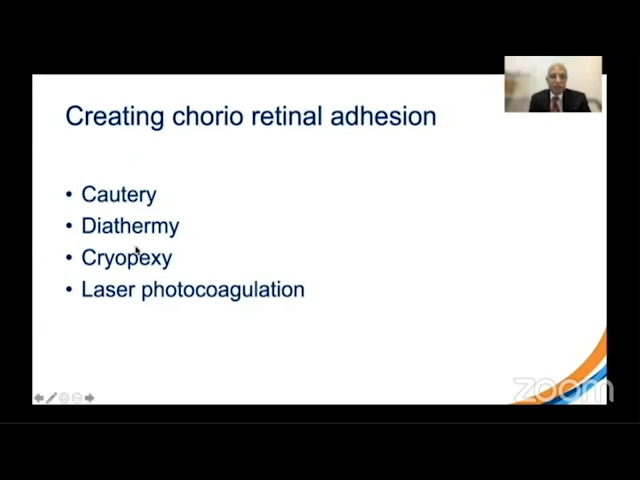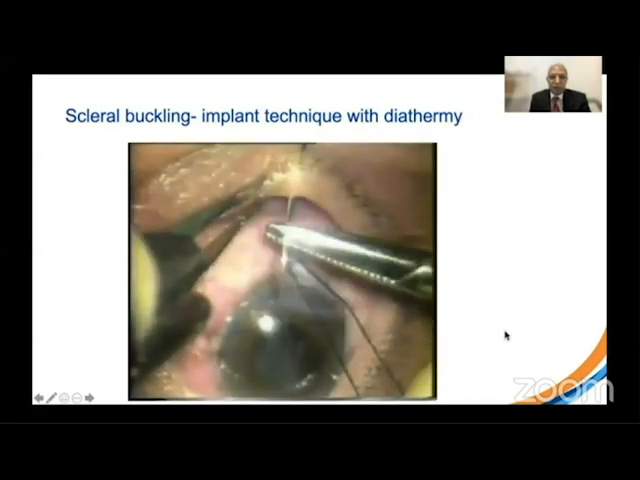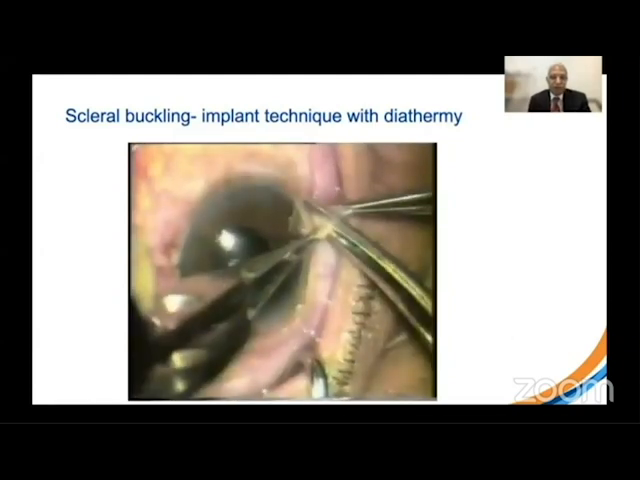With the advent of cryopexy, diathermy has fallen into disrepute, and at this point of time, perhaps diathermy is not even available. Laser photocoagulation has also come into vogue in a big way, both for use in the clinic, externally, and during vitreous surgery. This is a short video of an implant technique of Dr. Charles Schepens, performed by my guru, Dr. S. Badrinath, way back in 1982.